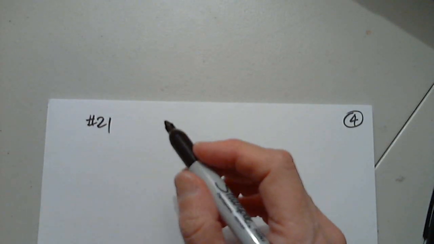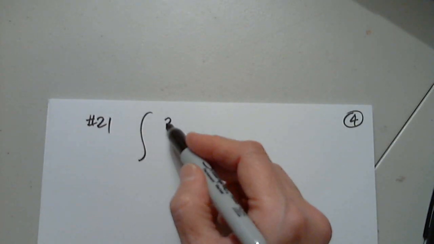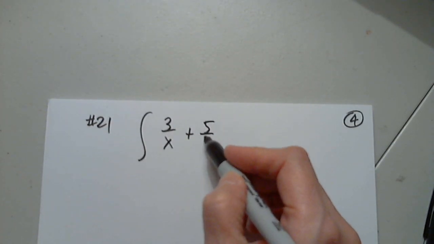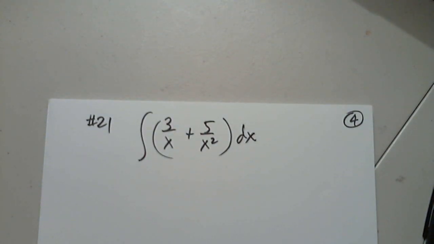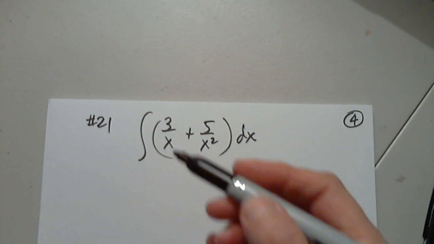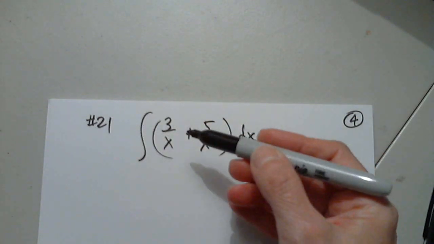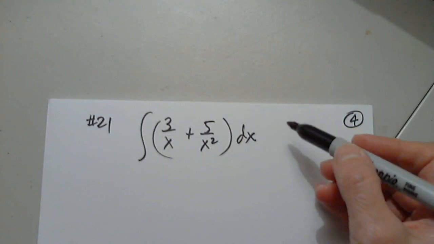No preference? Okay, in that case, I wanted to look at 21. In 21, we have the integral of 3 over x plus 5 over x squared dx. Same question. We're asked to find the most general antiderivative. In other words, the indefinite integral of 3 over x plus 5 over x squared dx.